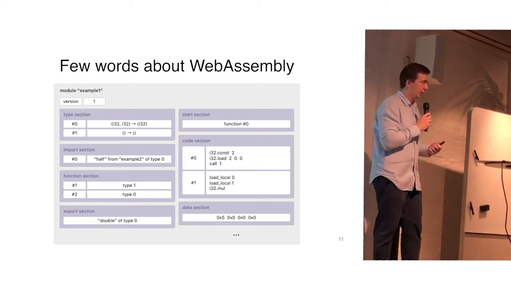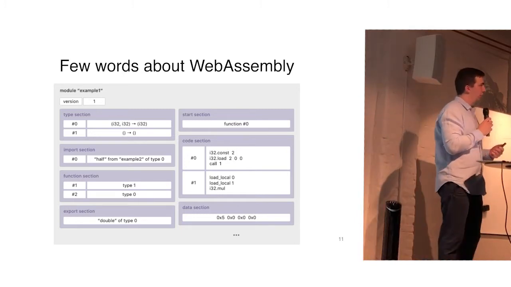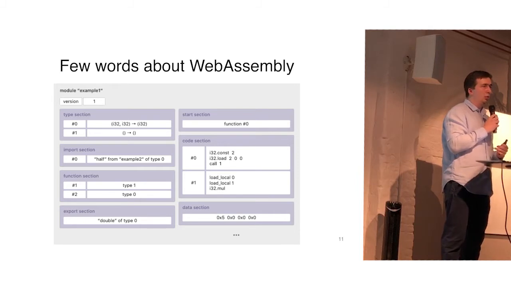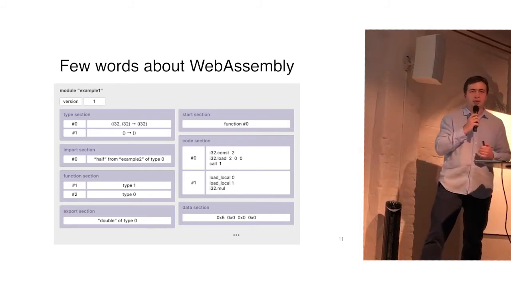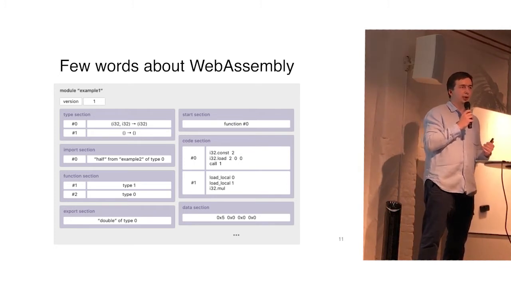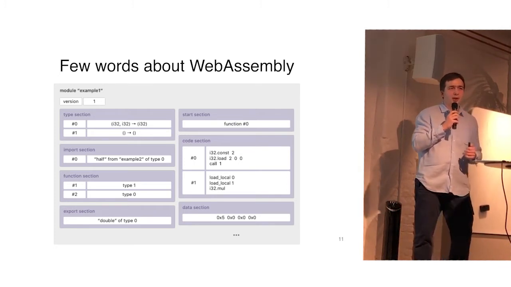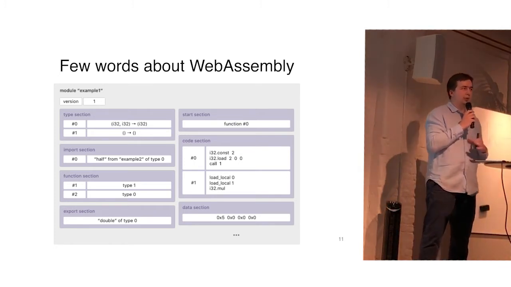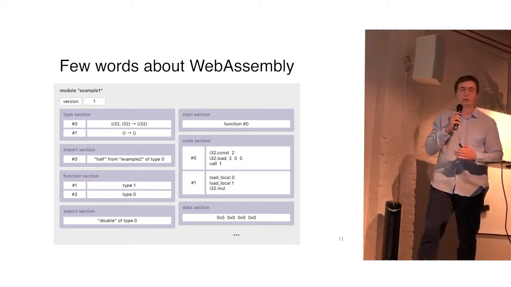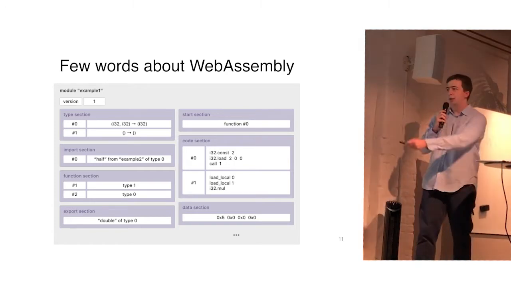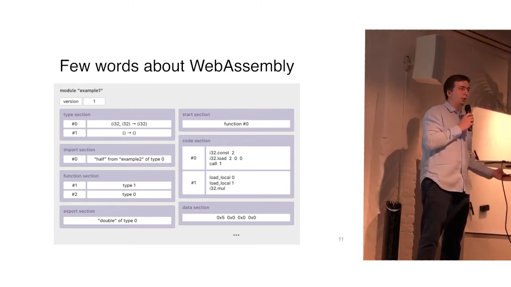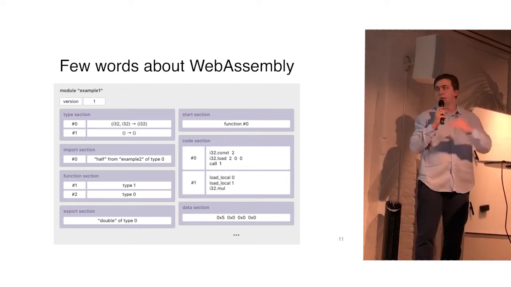WebAssembly, as all of you know, can only compute. It can't call operating system services by itself, like opening files, mutexes, network, and so on. To use operating system services, it needs to call import functions from the import section. And the export section allows the external world to call code from WebAssembly.